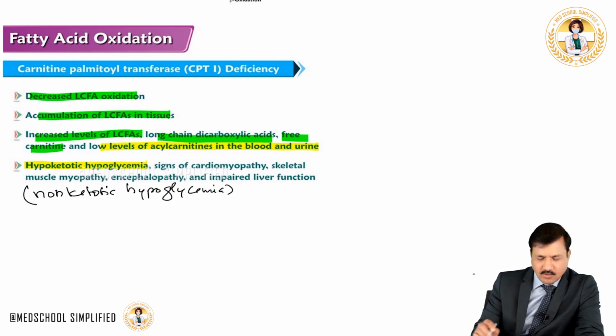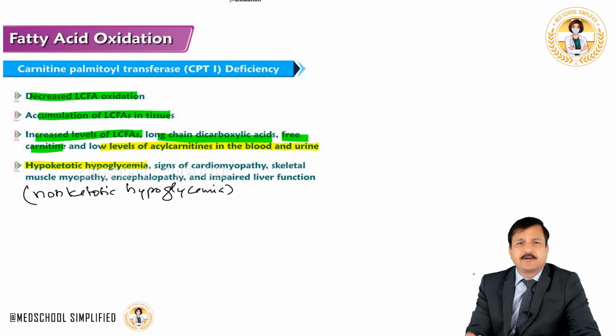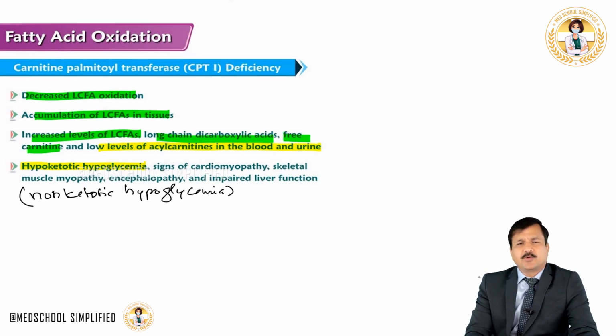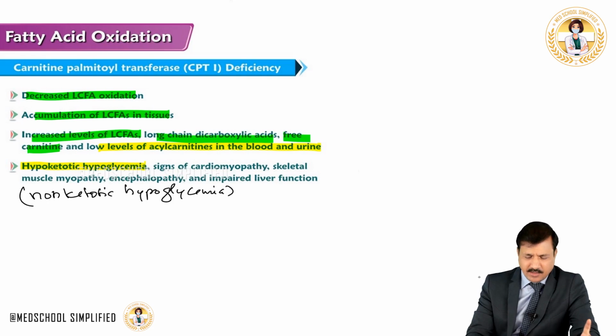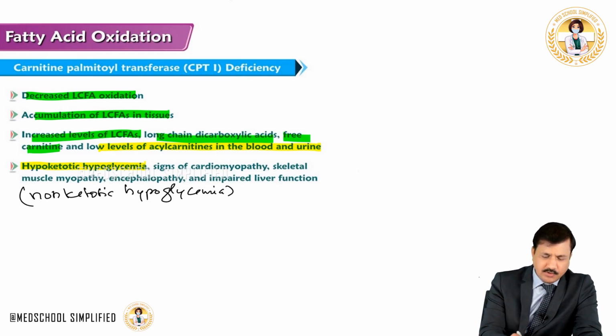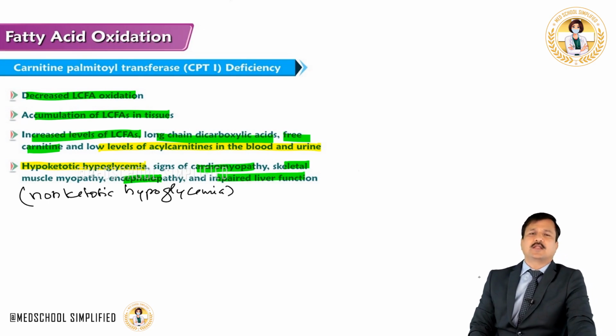Hypoketotic hypoglycemia or non-ketotic hypoglycemia is one of the important signs that you see in carnitine shuttle mechanism defect or in beta oxidation defect. Along with that, patients will show cardiomyopathy, skeletal myopathy, encephalopathy, impaired liver function and all that.